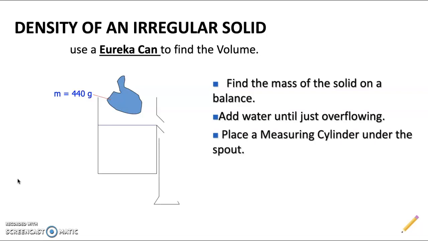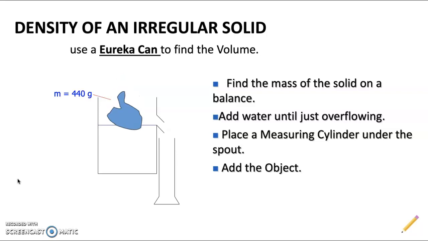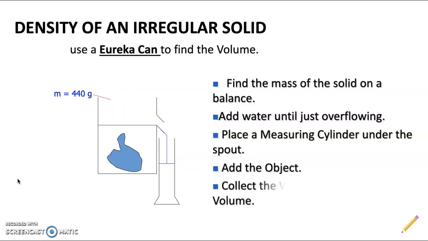You would then place a measuring cylinder under the spout, and you'd add your object into the Eureka can. When you add your object into the Eureka can, the volume of water will rise up, as in the object will displace the water, and some water will leave the spout into the measuring cylinder. Once all the water has been collected, you can then measure how much water has been displaced. And this will give you the volume of the object in the Eureka can.